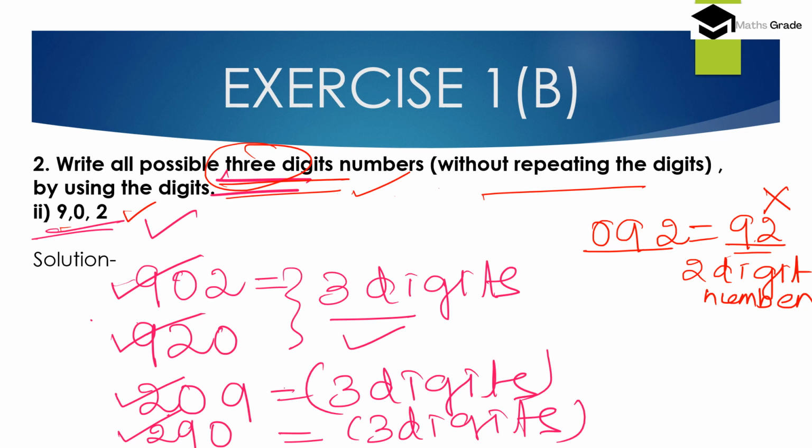And if we place the digit 0 at the hundreds place, 2 at the tens place and 9 at the unit place, then the number will be 29. And this is also a 2-digit number, so it cannot be possible, as we have to find 3-digit numbers.